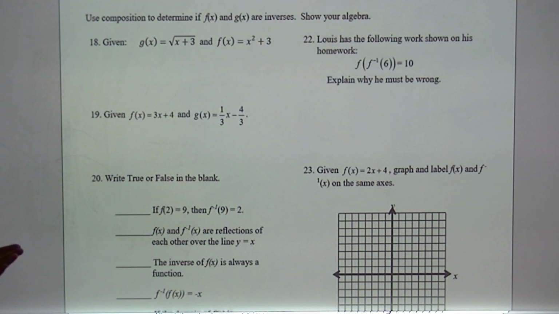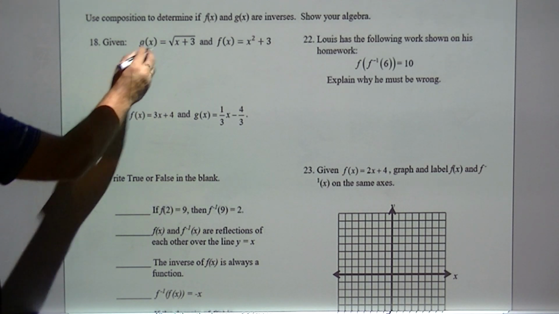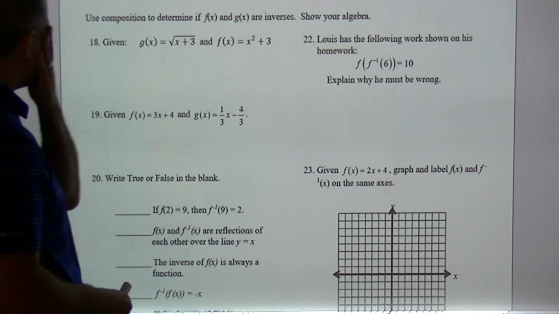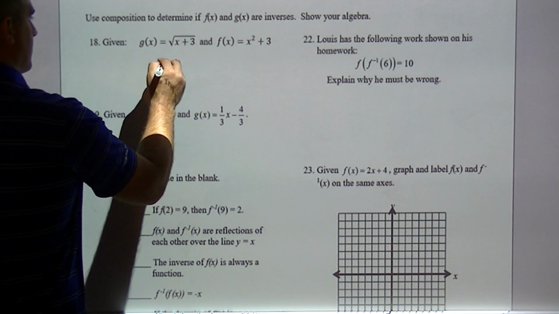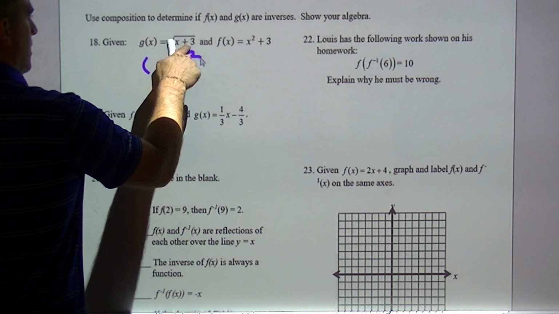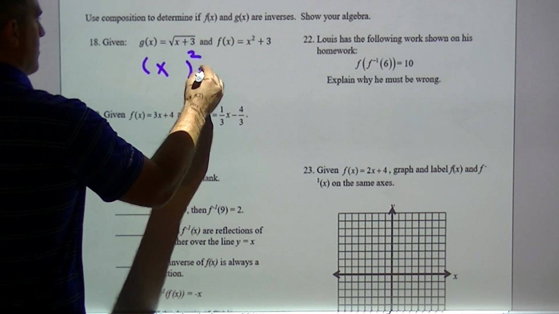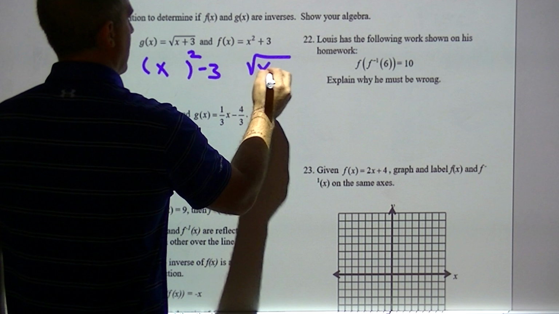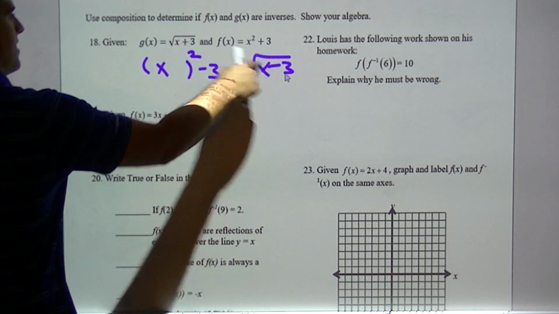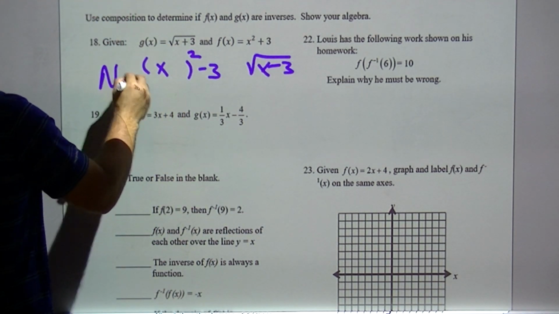Okay, you can really do this a couple different ways. What I'm going to show you how to do is just simply the inverse of this would be x squared plus 3 would be minus 3 here. Okay, this would be square root x minus 3. As you can see, they're not the same, so this answer would be no.